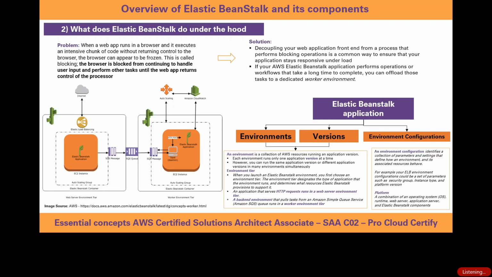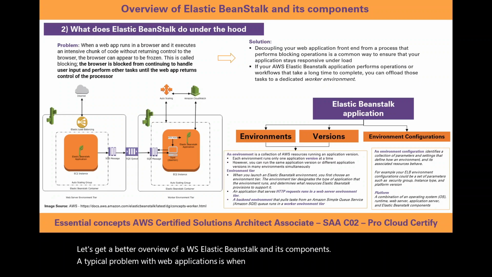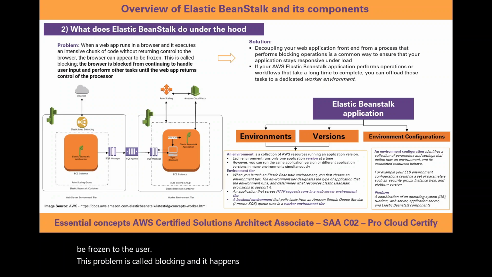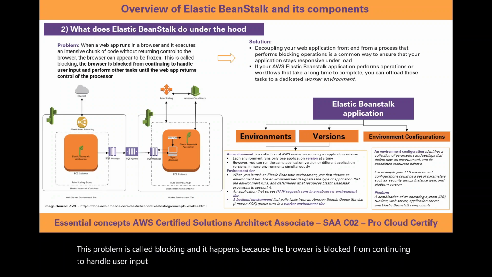Now let's get a better overview of AWS Elastic Beanstalk and its components. A typical problem with web applications is when a web app runs in a browser and executes an intensive chunk of code without returning control back to the browser, it can appear to be frozen to the user. This problem is called blocking, and it happens because the browser is blocked from continuing to handle user input and perform other tasks until the web app returns control of the processor.